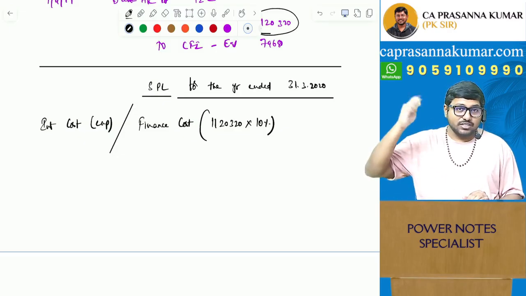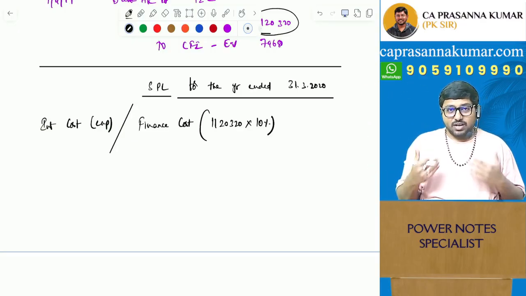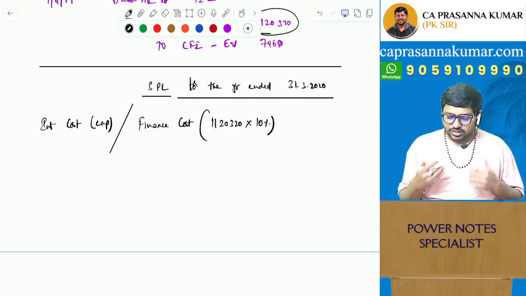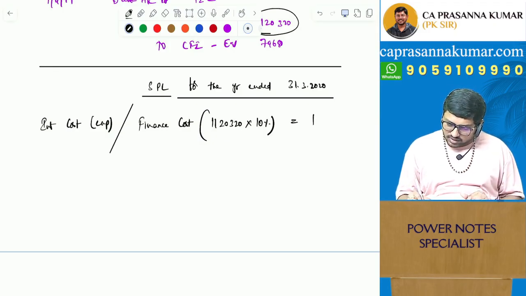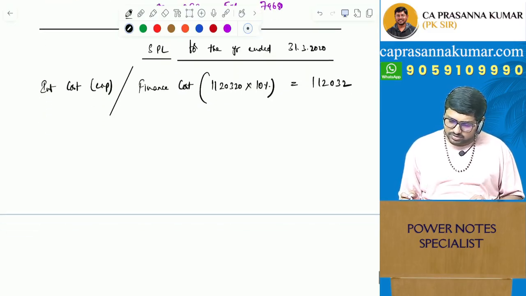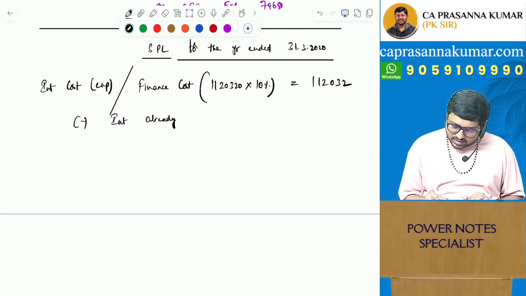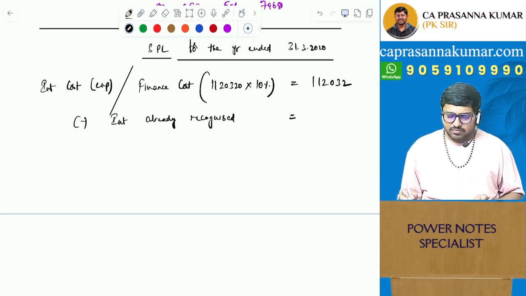The contractual cash flow interest is different. That will depend on the coupon rate. This depends on our own actual rate of interest according to us. Okay. This will be 1,12,032 because it is into 10%. But from this, I need to reduce the interest already recognized. This is where that particular statement in the question comes into the picture.